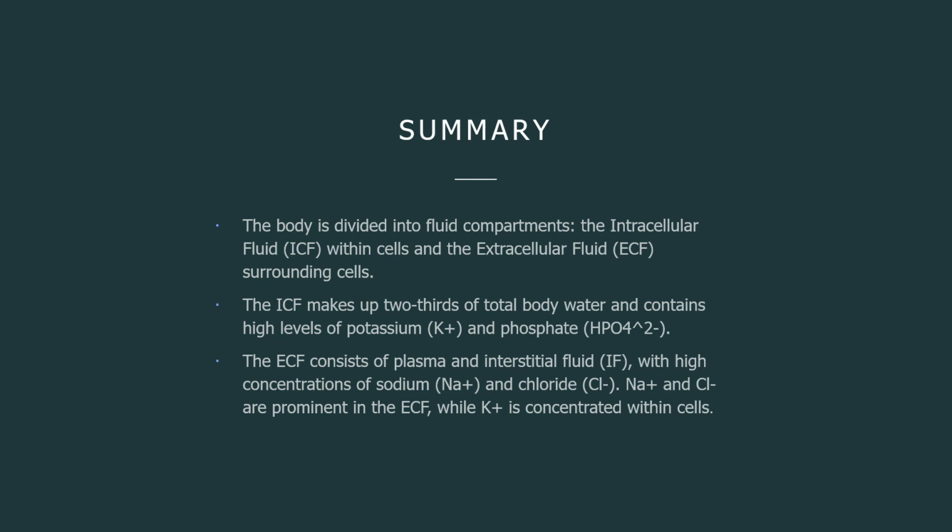And here is a brief summary. Again, the body is divided into fluid compartments. First was the intracellular fluid within cells and the extracellular fluid surrounding cells. The intracellular fluid makes up 2/3 of the total body water and contains high levels of potassium and phosphate. The extracellular fluid consists of plasma and interstitial fluid with high concentrations of sodium and chloride. Sodium and chloride are prominent in the extracellular fluid, while potassium is concentrated within the cells.